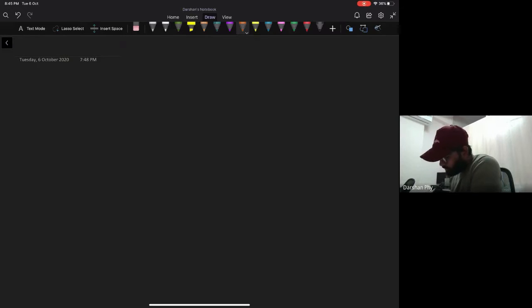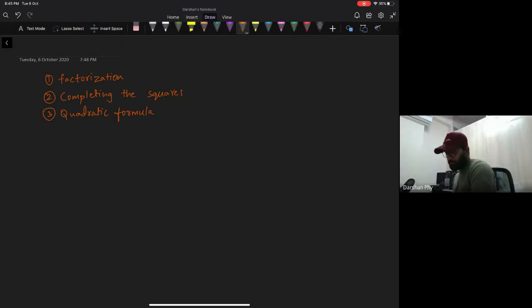In order to solve a quadratic equation in the 10th standard syllabus, there are three methods. One is factorization. Another is completing the square. Third, we have the quadratic formula. All of them serve the same purpose of solving a quadratic equation. But why did the syllabus give us three different methods?